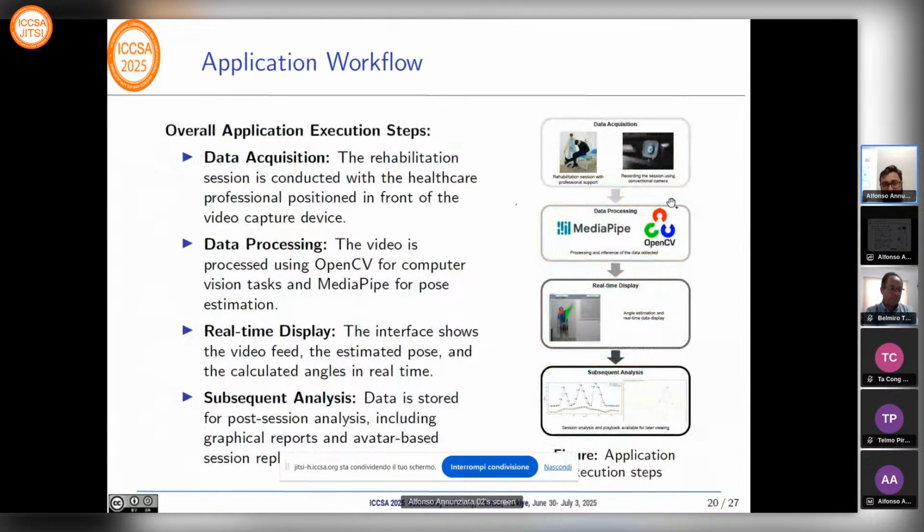So we have the data acquisition. The habilitation session is conducted with the patient positioned in front of the video camera device. For the data process, the video is processed using OpenCV for computer vision tasks and MediaPipe for pose estimation for body tracking. In the real-time display, the interface shows the video feed, the estimated pose, and the calculated angles in real time. And the data is stored for post-session analysis.